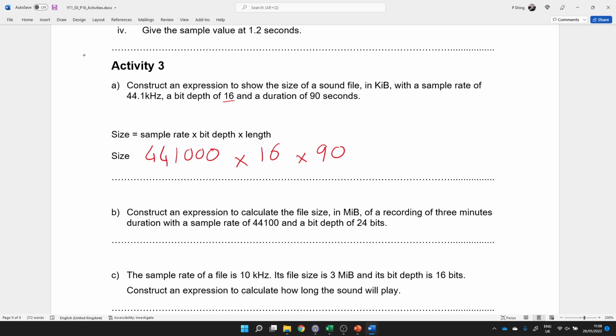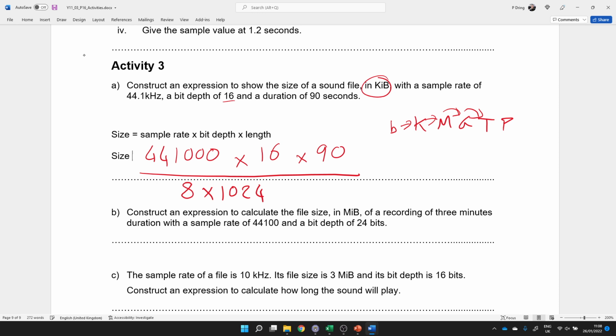If we want the answer in kibibytes, we have to first of all divide by 8, because we want the answer in bytes. And we also have to divide by 1024, because you're always going to write kick my granny to pieces. If you want to go from bytes into kibibytes, you have to divide by 1024, and 1024 to go to mebibytes, and 1024 to go to gibibytes. So that, remember, is different to kilobytes.